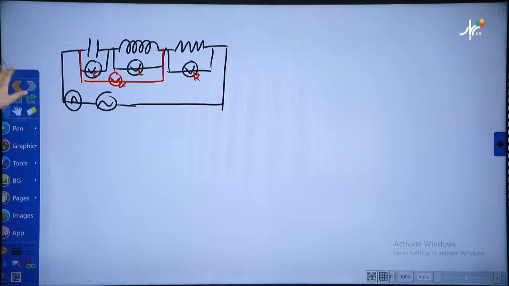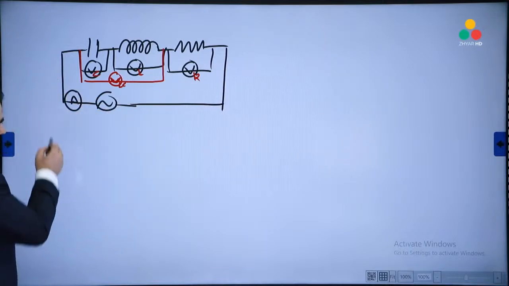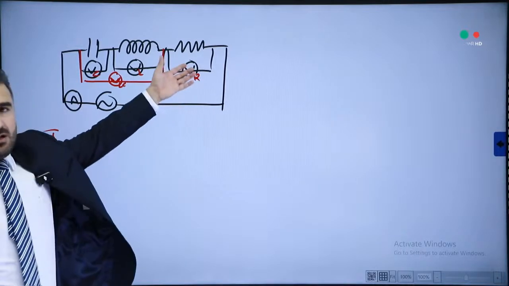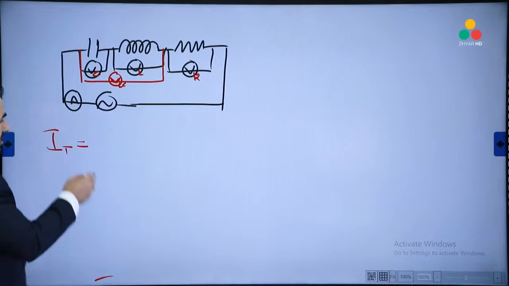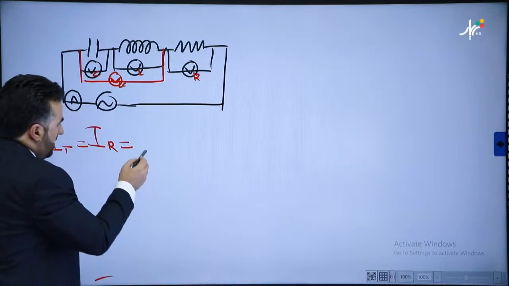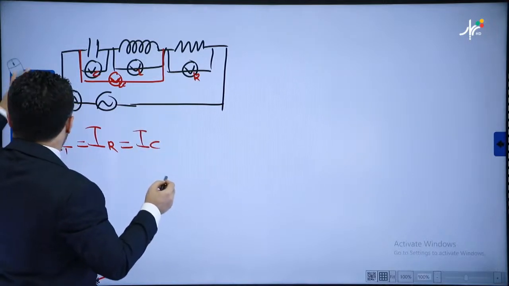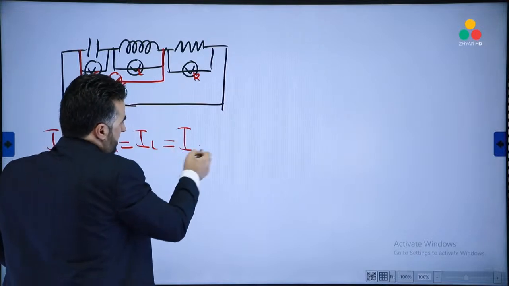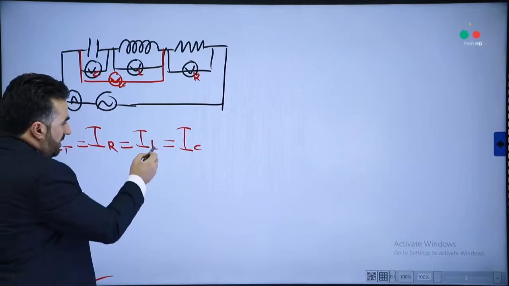Okay, now, what are the properties of the current and voltage here? We know that the total current is the same as the current flowing through the resistor and the inductance and all that. So I total is the same as the current through the resistor, the same as the current through the inductance, that is IL, and the same as IC as well. Because it is a series circuit, the current is the same everywhere.